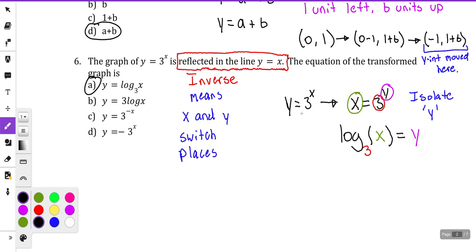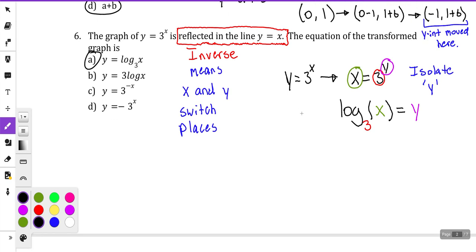Cool. I think that's standard. Like if I just use letters like A, B, C. So if A equaled B to the power of C, if I want to change that into a log, C is now by itself. It becomes log base B. A becomes the argument.